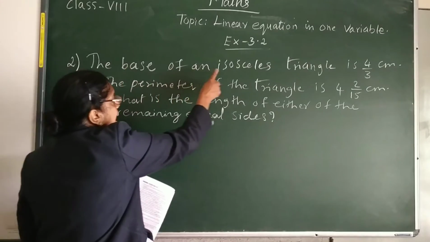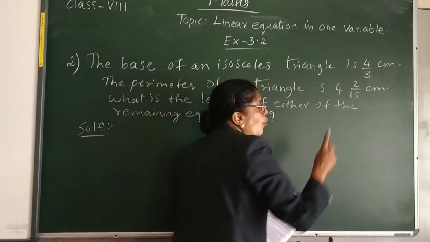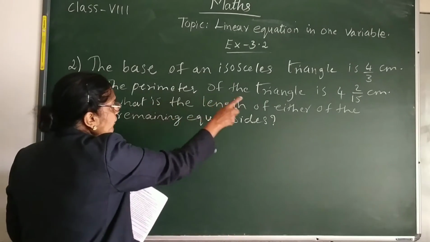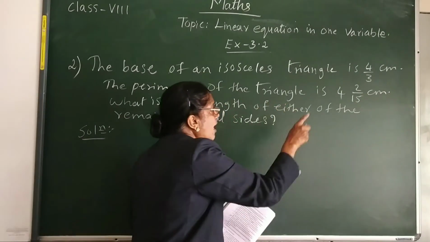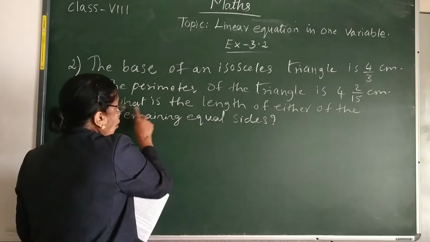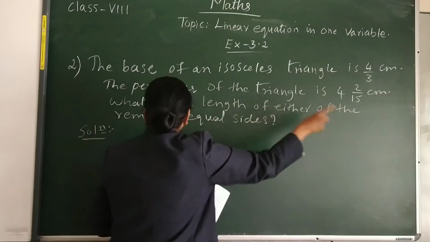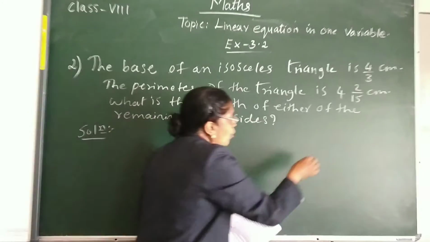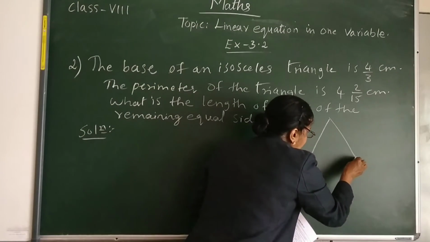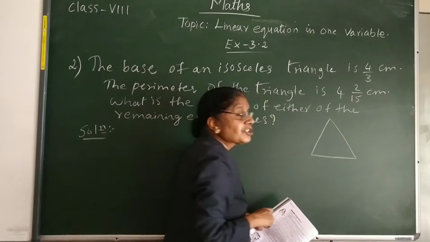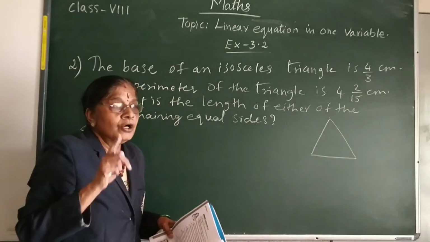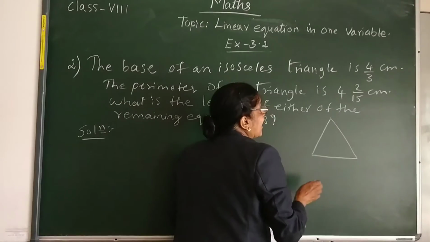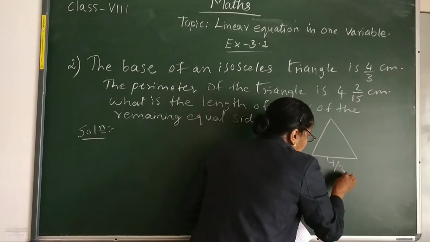The base of an isosceles triangle is 4 by 3 centimeters. So the base is given. The perimeter of the triangle is 4 2 by 15 centimeters. What is the length of either of the remaining equal sides? So here what is given? Isosceles triangle. What is an isosceles triangle? A triangle whose two sides, leaving the base, the two sides are equal. The base is given, 4 by 3.